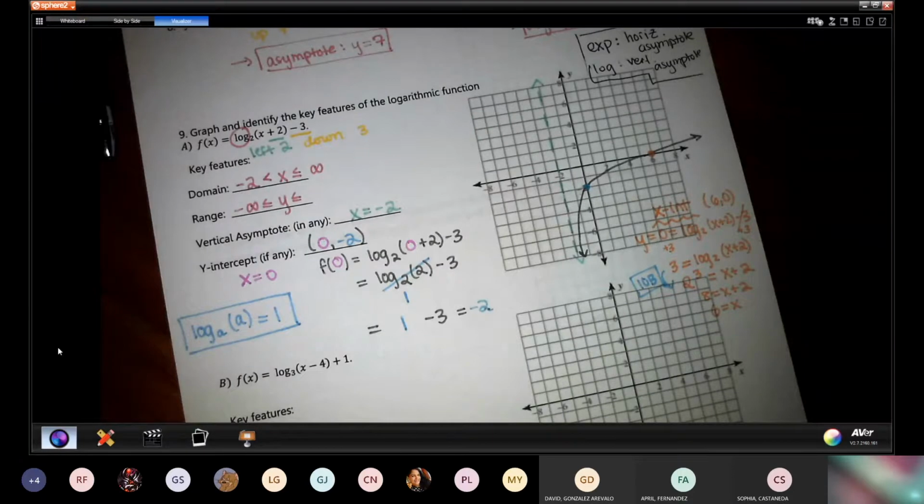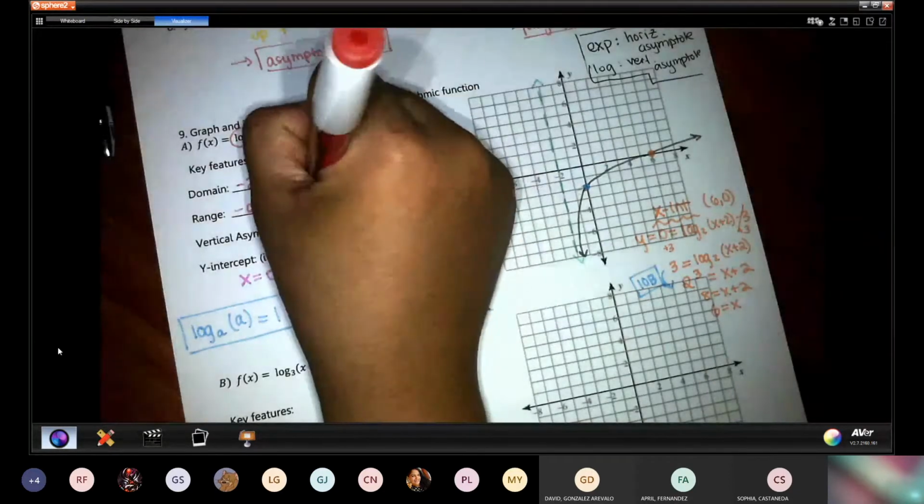The domain just means what x values does the function cover. And then our positive, of course, is positive infinity. I think you said that, so yeah.